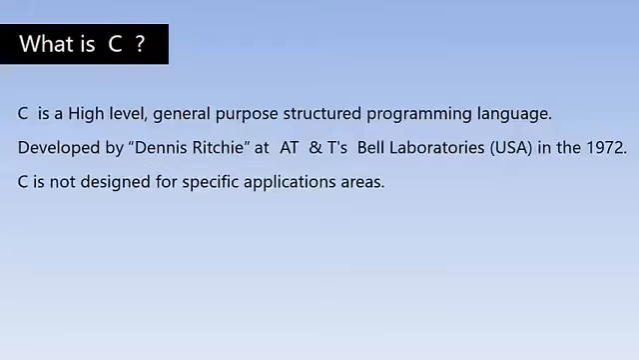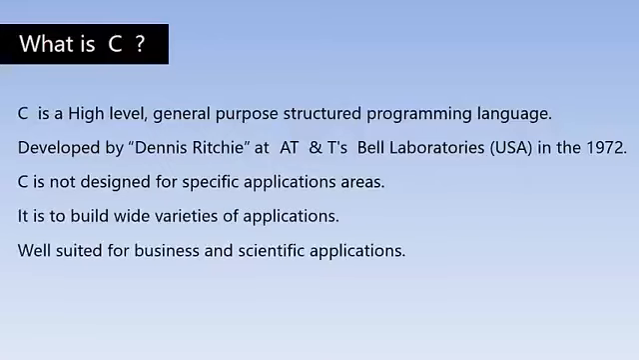C is not designed for specific application areas. That means C is a general purpose language, because it is not specially meant for any specific area. You can use the C language in any application area, like if you want to build software for your college, restaurants, hotels, airlines, ticket booking, railway stations, hospitals. You can use C programming almost anywhere in the world. C language is well suited for business and scientific applications.